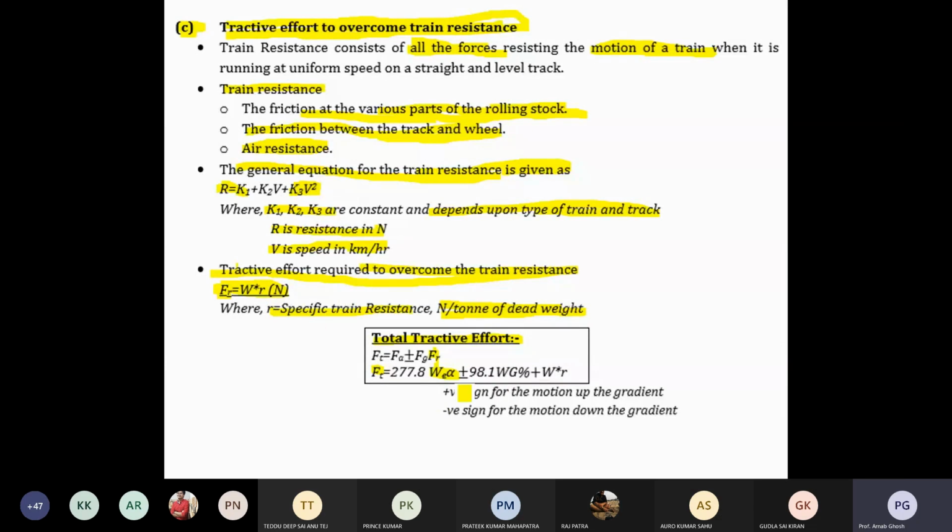So positive sign means for what? Motion will be up the gradient, and negative sign stands for motion down the gradient. So positive direction means positive slope, negative means negative slope, like that.